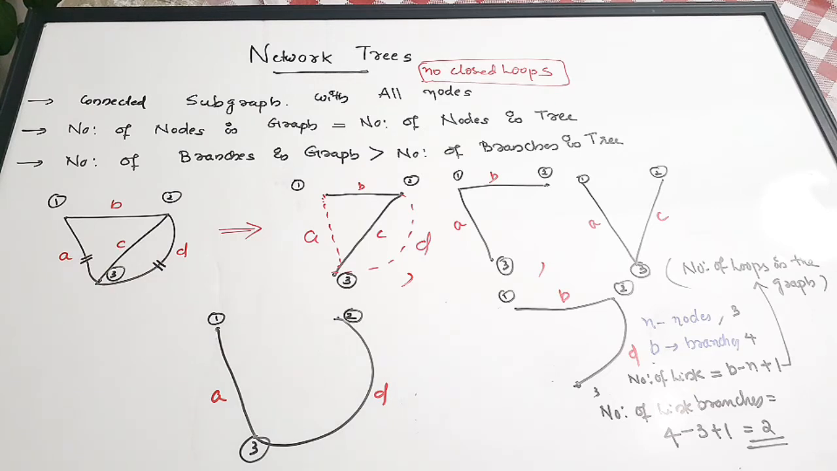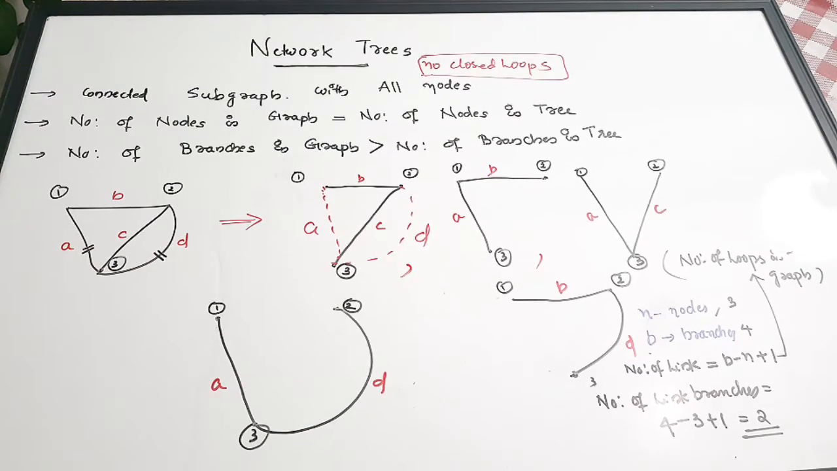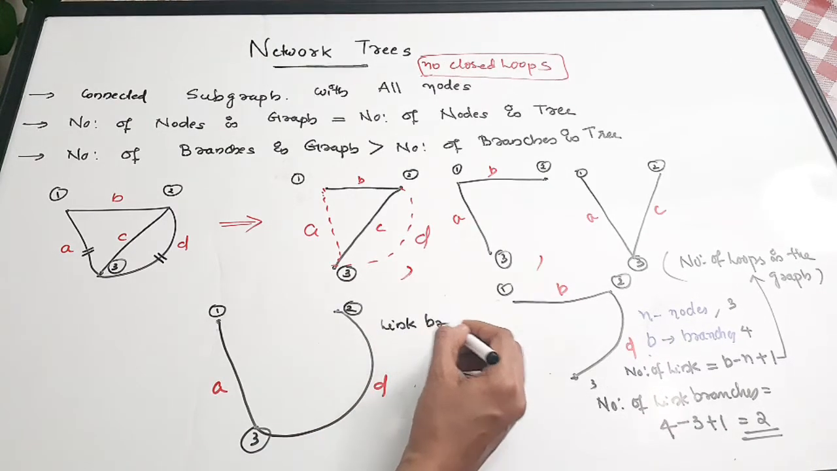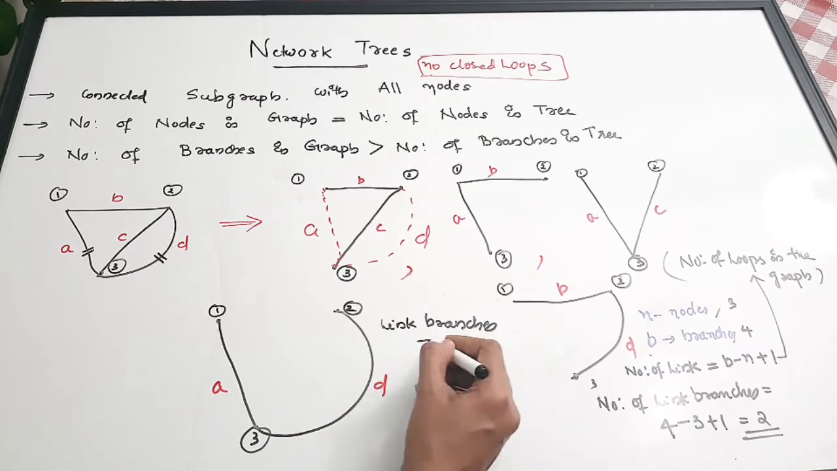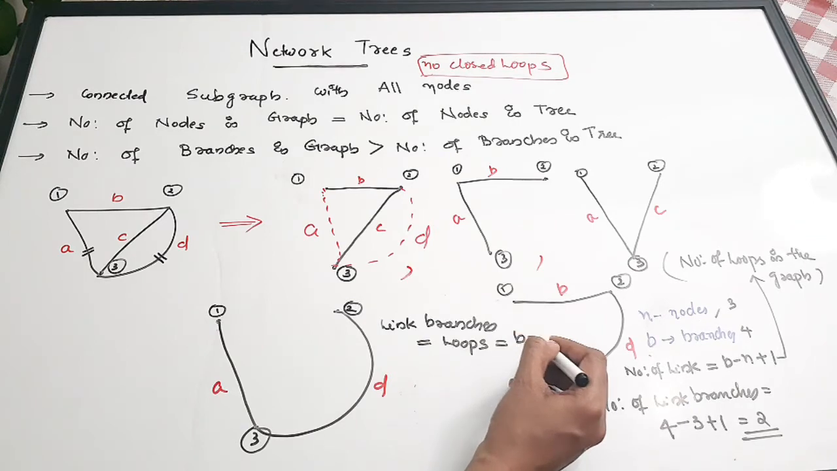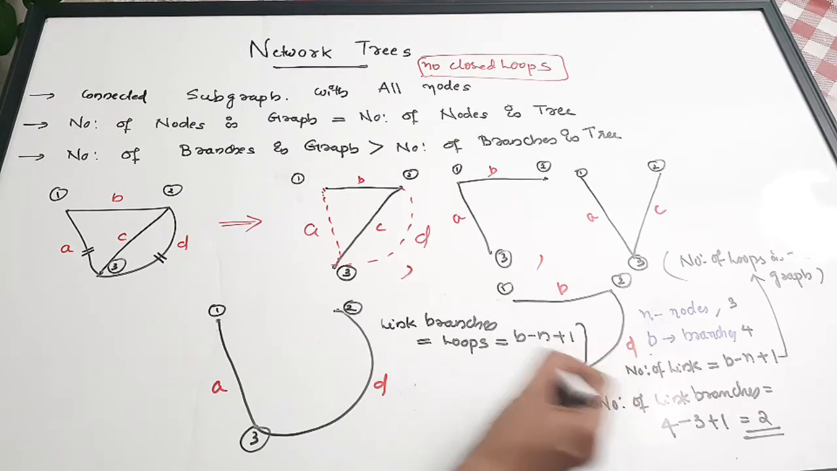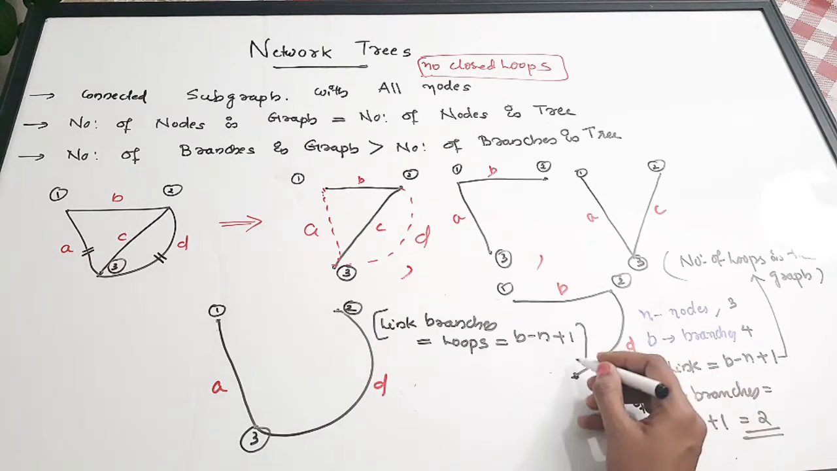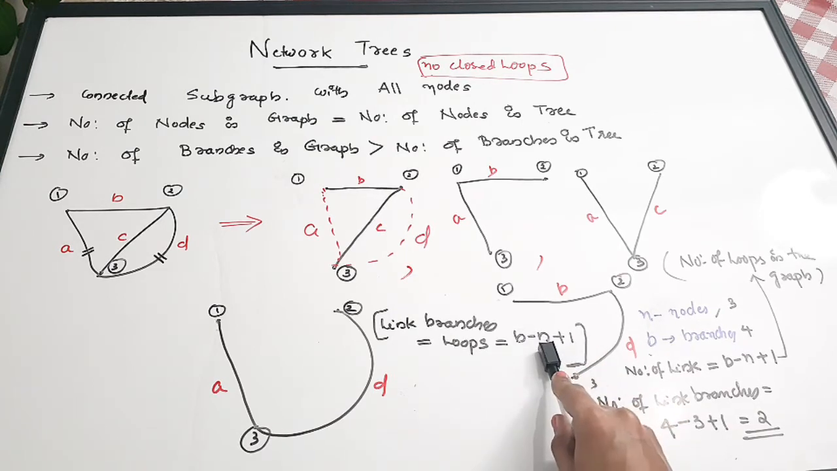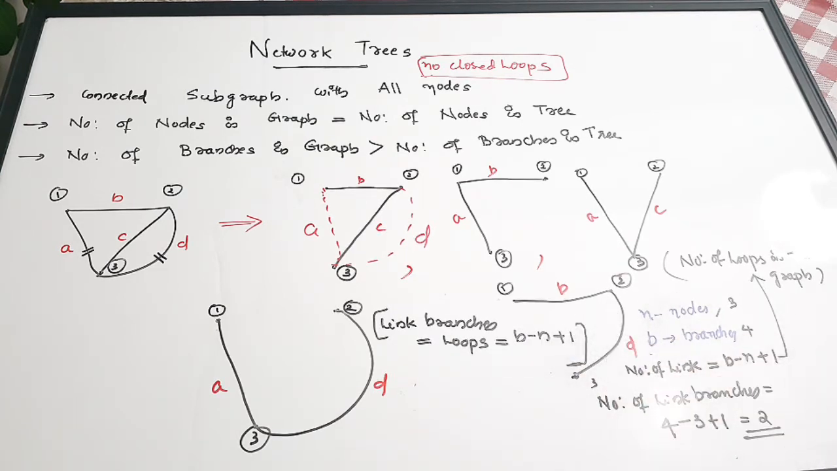So in general we can say that the equation for the link branches is equal to loops possible is equal to b minus n plus 1. So this is a very, very important equation. In order to find the number of loops you can form or the number of link branches you have to remove to form a tree structure, the equation is b minus n plus 1, where b is the number of branches in the graph, n is the number of nodes, plus 1. So that is the equation.